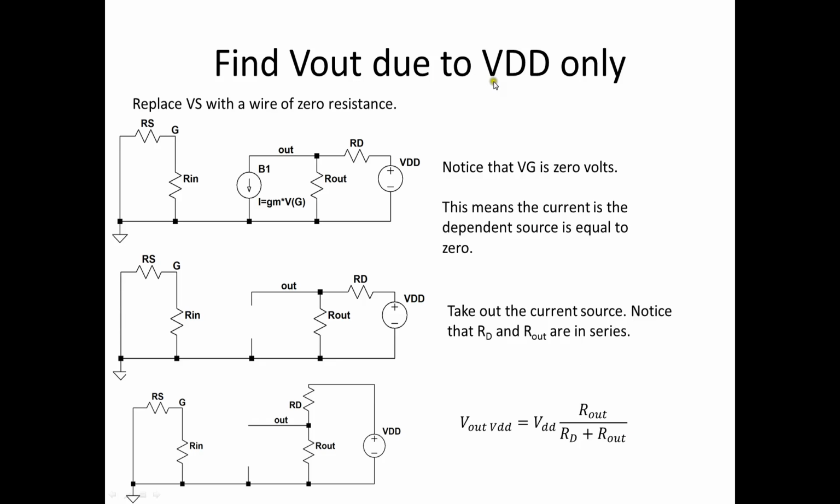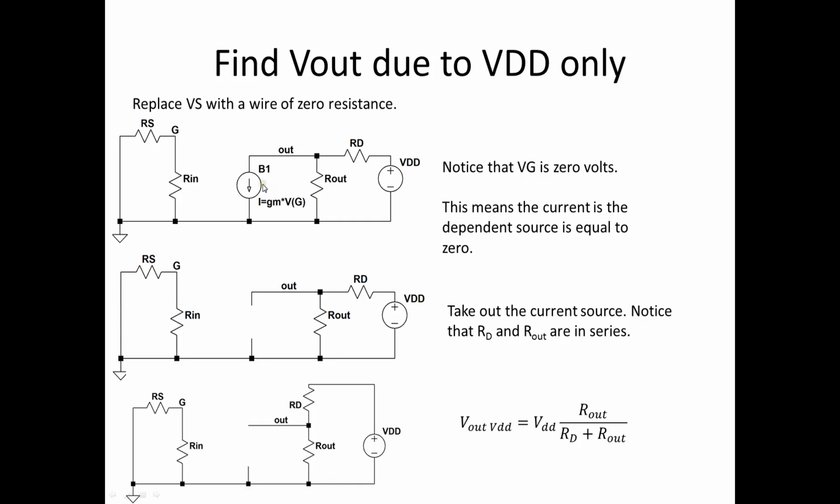Now let's find V out due to VDD only. Well, let's replace VS with a wire of zero resistance. Now, you might think RS and Rn are in parallel, but they don't have two independent common nodes. They have one common node, and that happens to be ground. So VG is 0 volts. Well, if VG is 0, this current source is at 0.